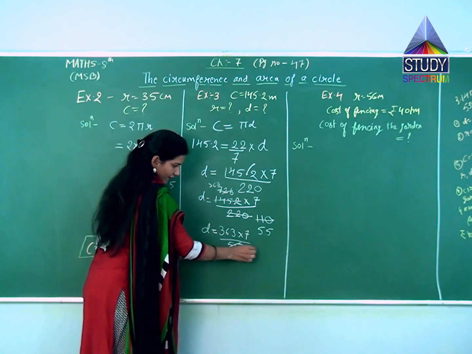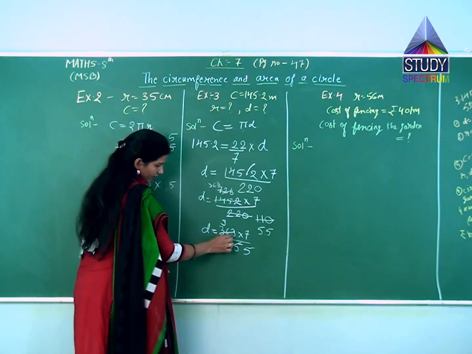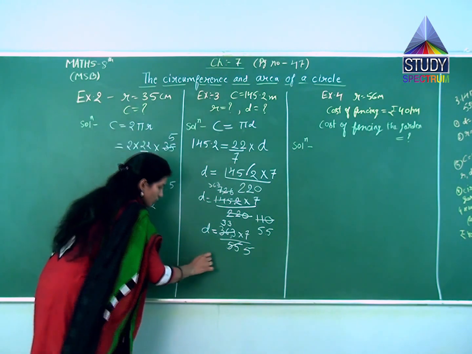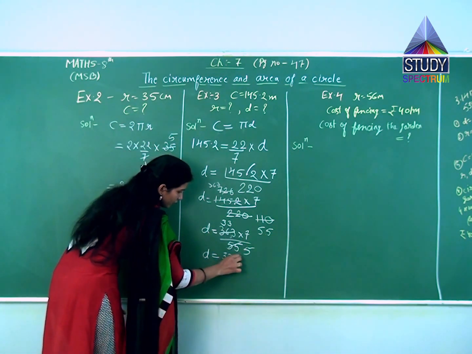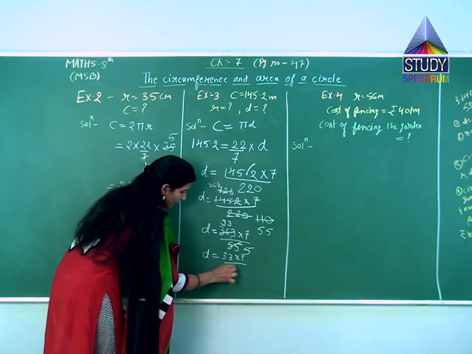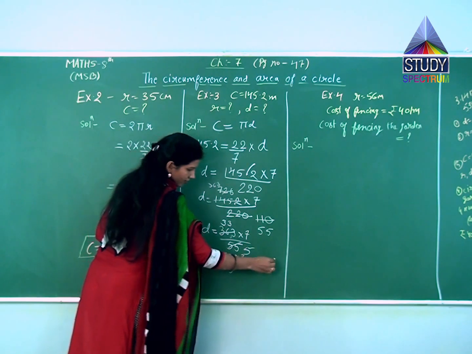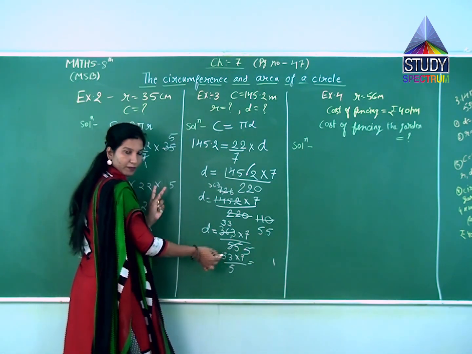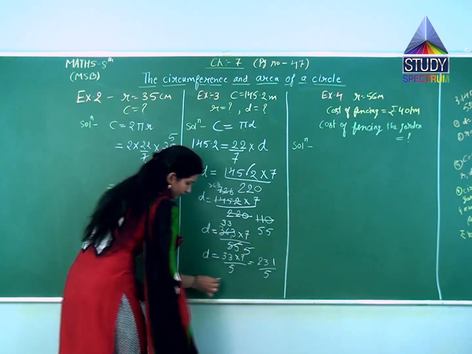11 fives are 55 and 11 threes are 33. The remainder is 3, and again 11 threes are 33. So what we are left with is 33 into 7 upon 5. 33 into 7: 7 threes are 21, 2 carry. 7 threes are 21, 21 plus 2, 23 upon 5.